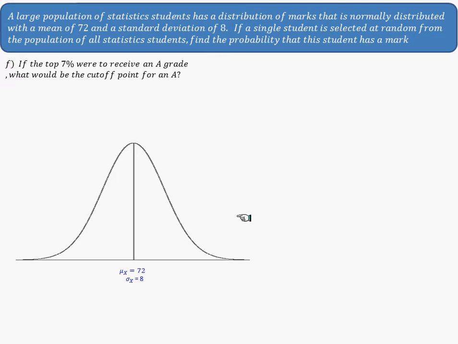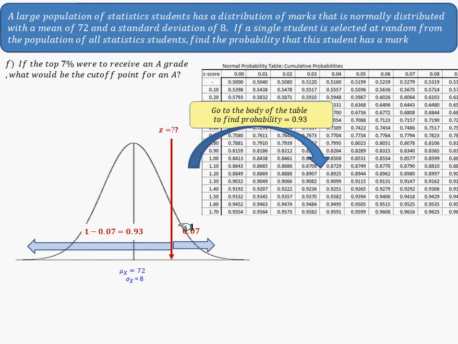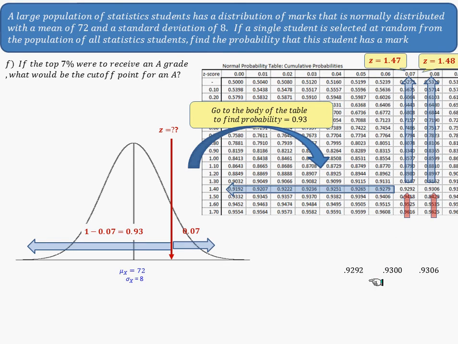And if the top 7% were to receive an A grade, we again look at this area in the right tail, 7%. We must convert to the left because of the cumulative probability table, and that is 93%. We go to the table, and 93 is over here. As you can see, it's almost halfway between these two values, z equal 1.47 and z equal 1.48. We're going to do a little interpolation here.